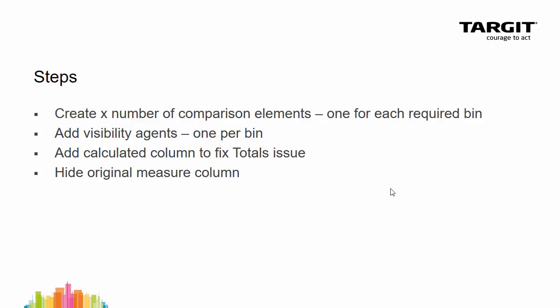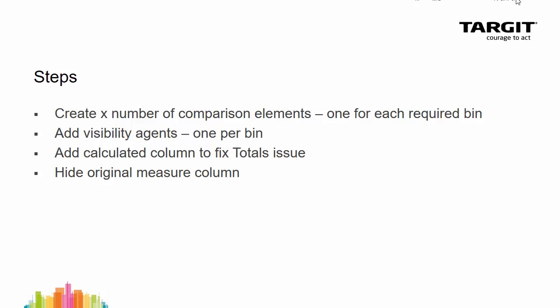So depending on how many measure bins you would like, you'll need to create the same number of comparison elements within a comparison. And once you've done that, you'll also have to create a number of visibility agents, one for each bin, in order to make sure that the bin only shows the data you would like to see in there. And you might also want to create a calculated column to fix some issues that you would otherwise see with your totals. And once you've done that, the last thing would be to hide the original measure columns.